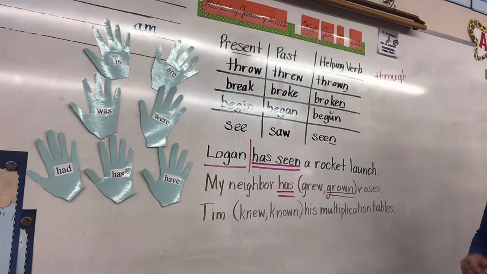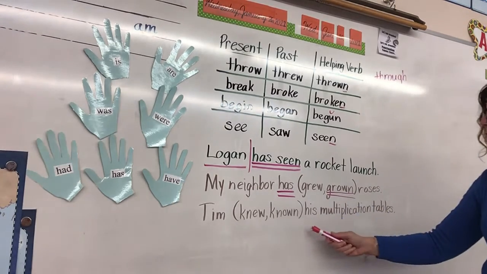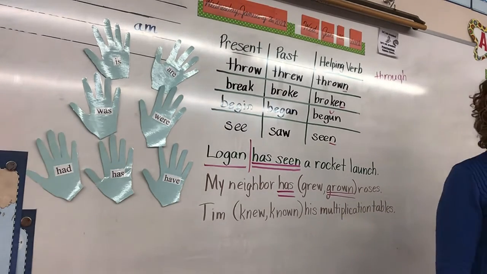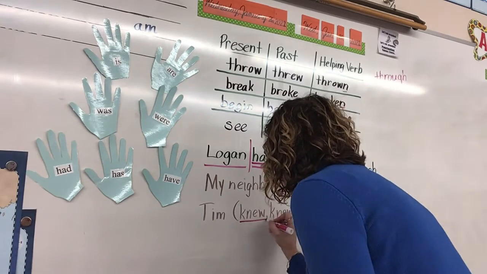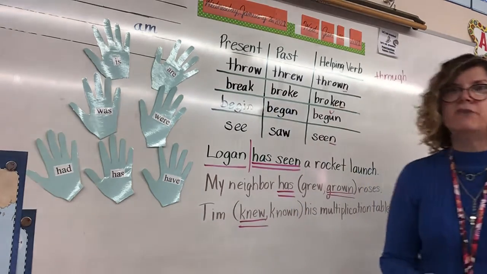All right, let's read the second sentence. It says, Tim knew or known his multiplication tables. Knew. Why? Because there's no helping verb. Yes, there's no helping verb, so you want knew. So you underline knew twice. That will be the directions.